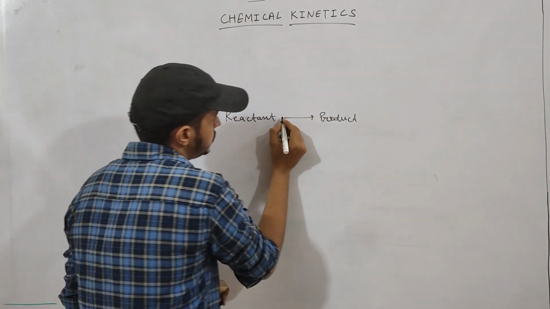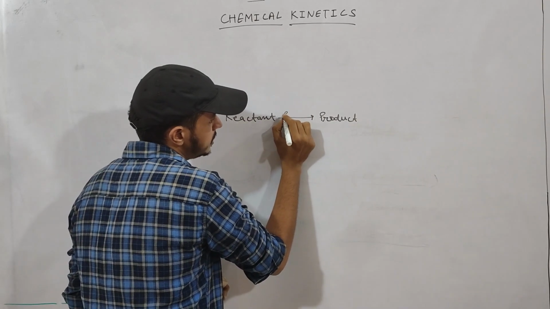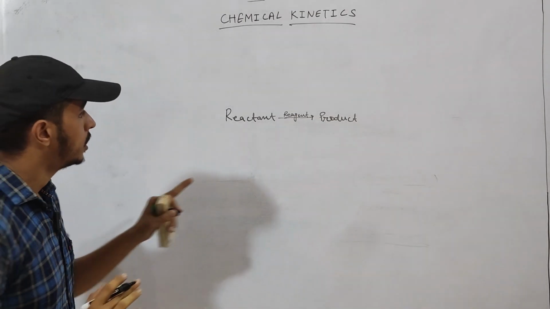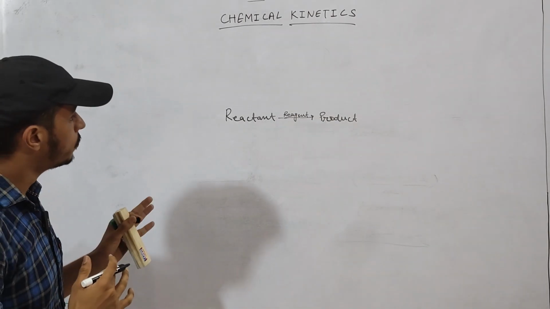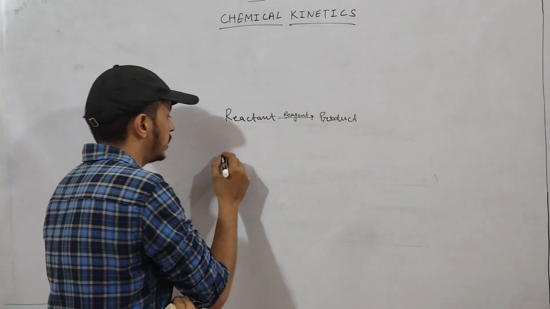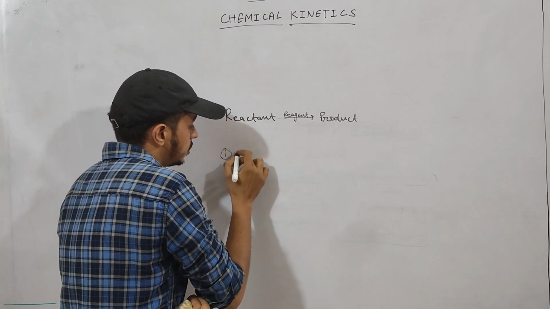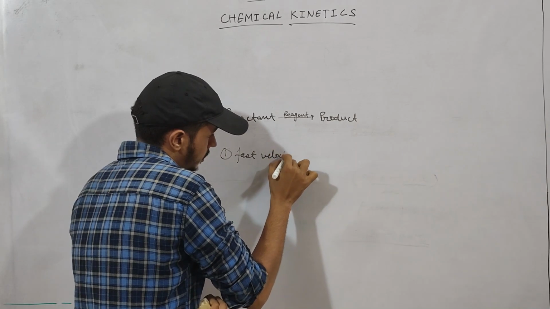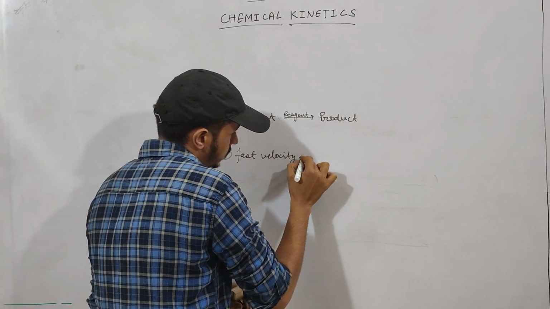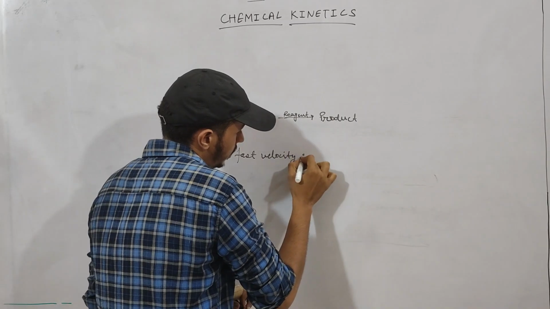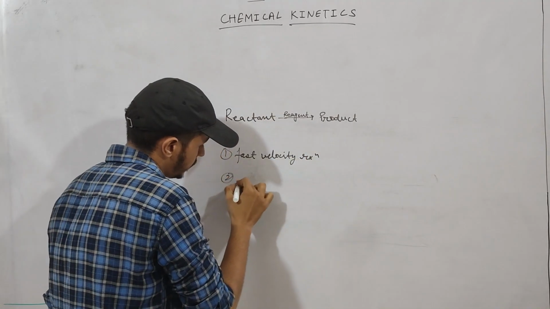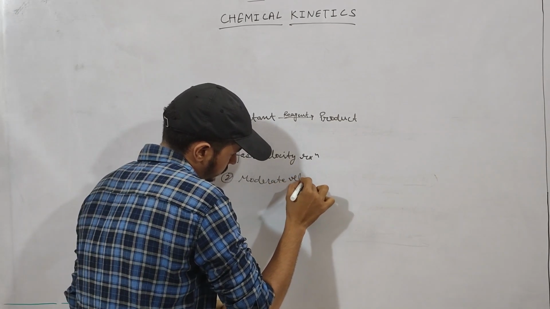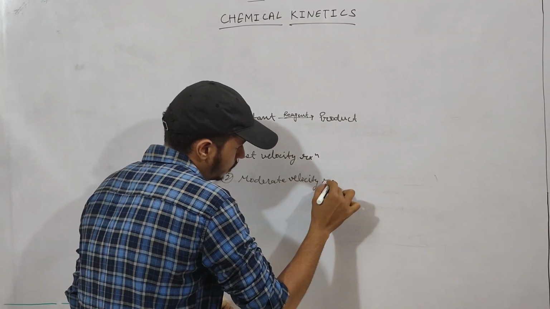Let's say a simple reaction in which a reactant converts into product, and the reagent is used to convert reactant into product. So this is a simple reaction. This may proceed in the form of velocity in three types. Let's say first is fast velocity reactions, second is moderate velocity reaction, and third is slow velocity reaction.